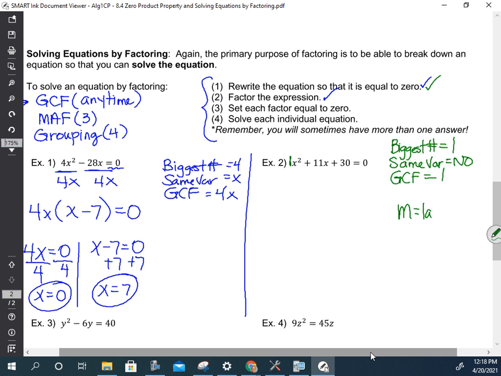So, M is your last number, so that's 30. A is your middle, and that's 11. So we need 2 numbers that multiply to 30 and add to 11. Multiply to 30, add to 11. So we got 1 times 30, 2 times 15, 3 times 10, 5 times 6. 5 times 6 is 30. 5 plus 6 is 11.